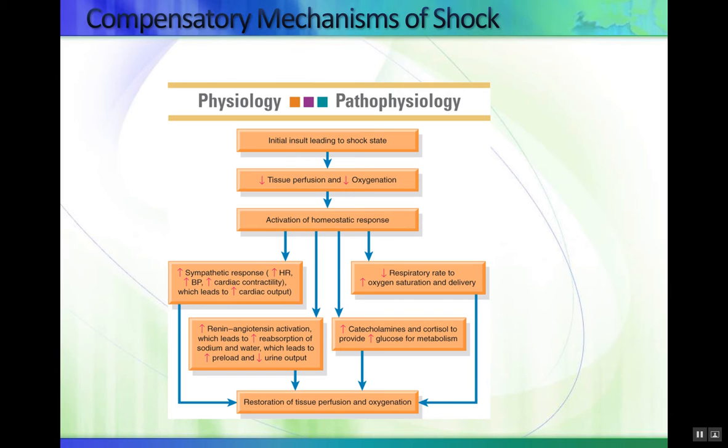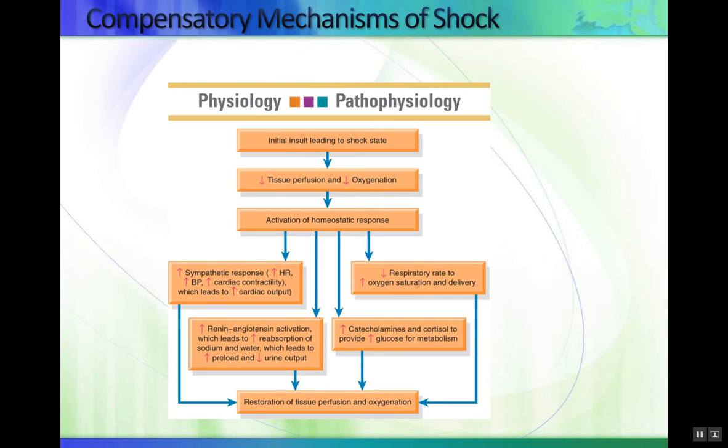You'll almost always see increased heart rate, increased blood pressure, and increased contractility to get that cardiac output up. We're either going to restore perfusion or it's not going to be effective. Again, when we talk about neurogenic shock, your parasympathetic nervous system is what's activated instead of your sympathetic.